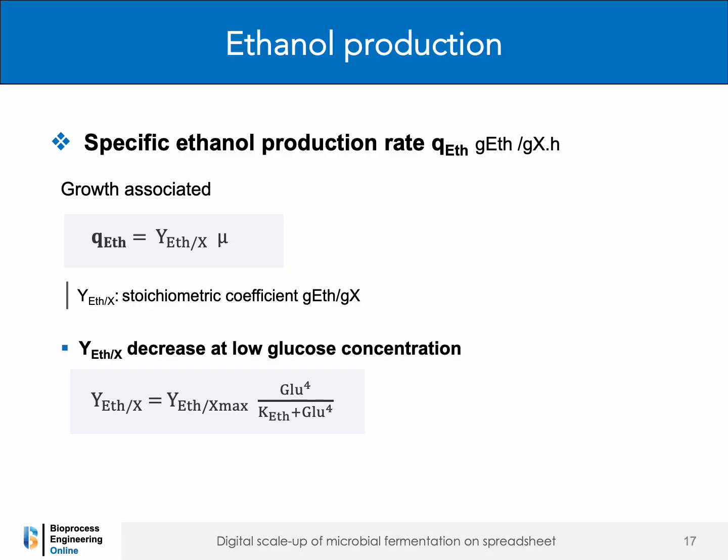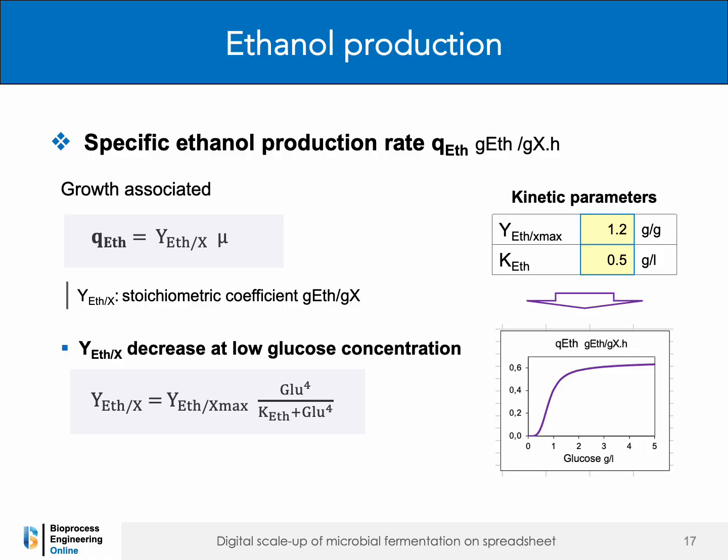This dependence is modeled using a sigmoidal relationship. Yeth over x equals Yeth over x max, glu to the power 4, divided by Keth plus glu to the power 4, where Yeth over x max is the maximum value at high glucose concentration, and Keth is adjusted to the threshold glucose concentration for ethanol production. For a given set of kinetic parameters, the spreadsheet allows visualization of how Yeth over x and the specific ethanol production rate, Qeth, vary with glucose concentration.